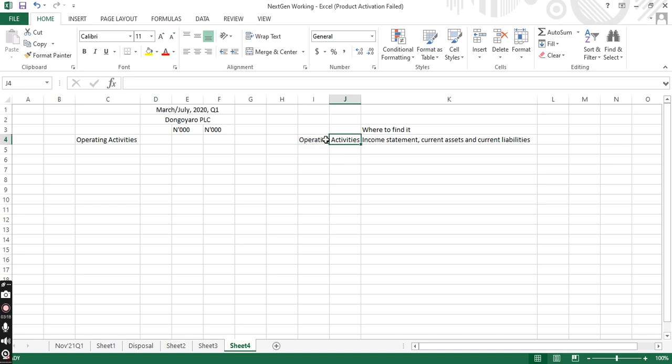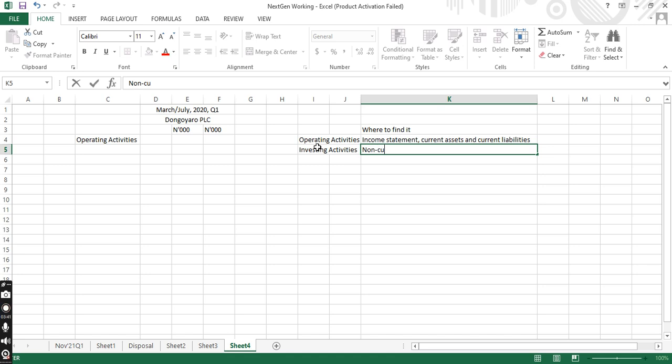For your investing activities, you invest in non-current assets. So your investing activities can be found in your non-current assets. Another place we can find our non-current assets is what? Our PPE schedule or asset register, right?